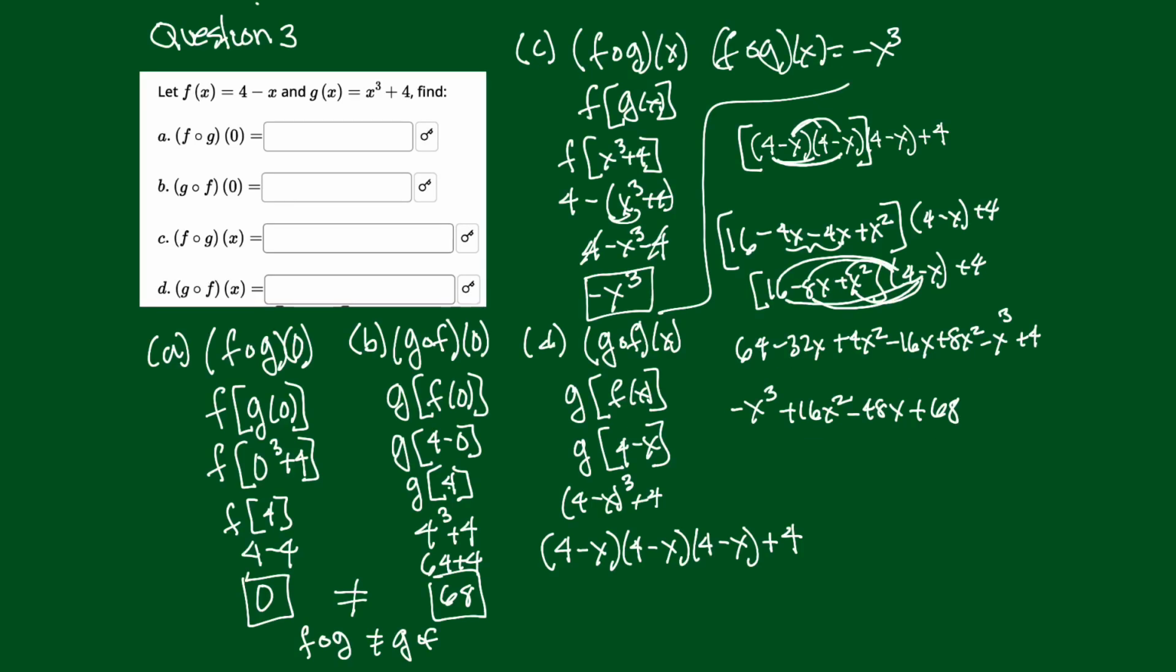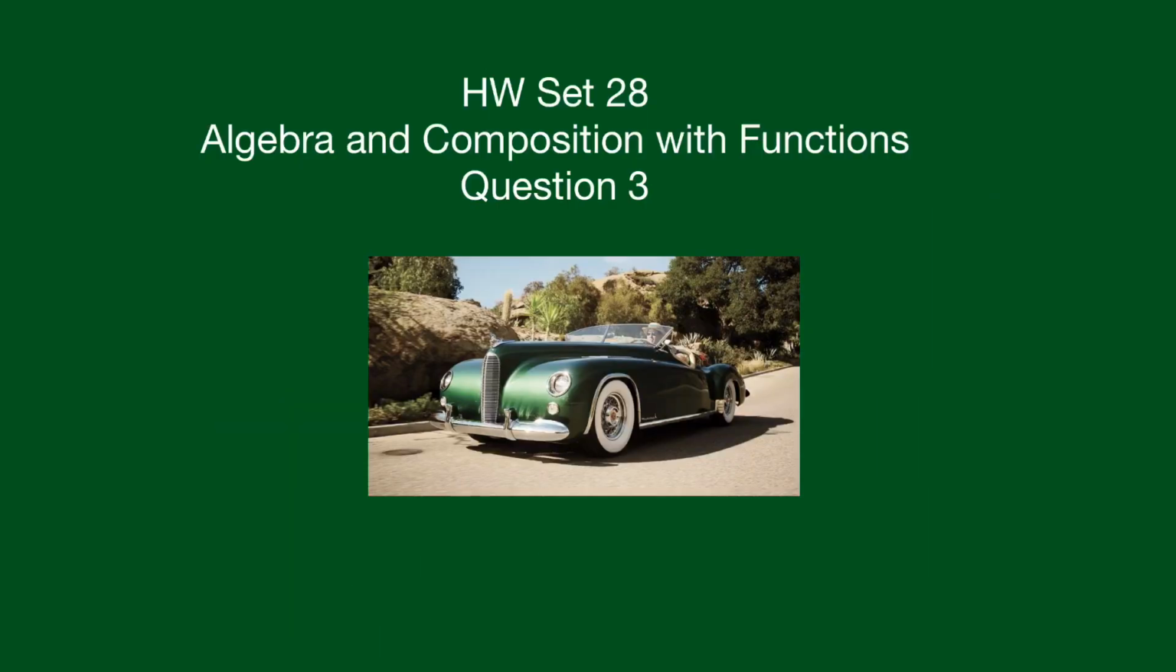But on second thought, did you catch this? You see what I did here? That's not right. What did I do? I took 4x squared and added 8, and I got 16. What is it? It's really 12. We all know that. So how about minus x cubed plus 12x squared minus 48x plus 68. Does that look better? And that finishes question 3 here on homework set 28.